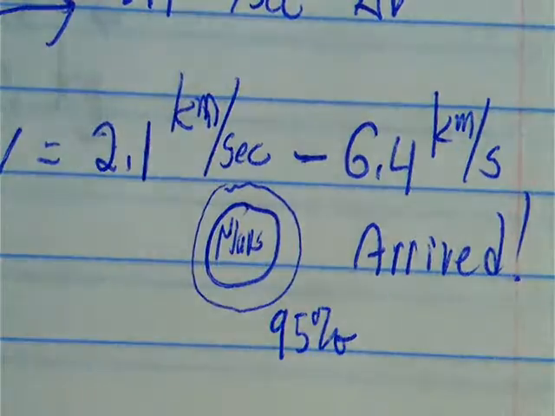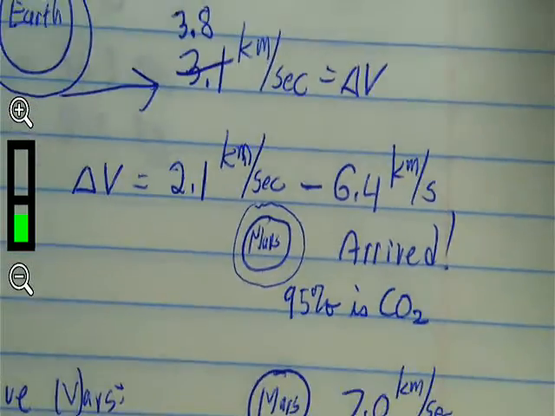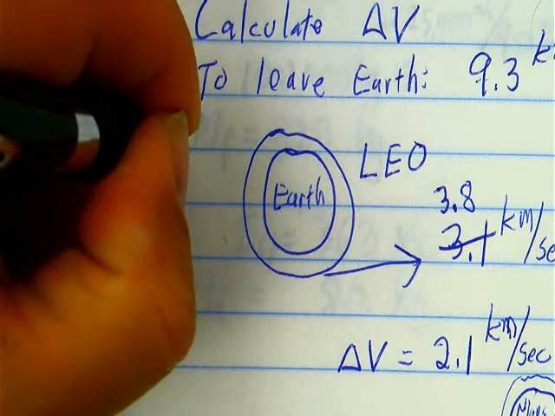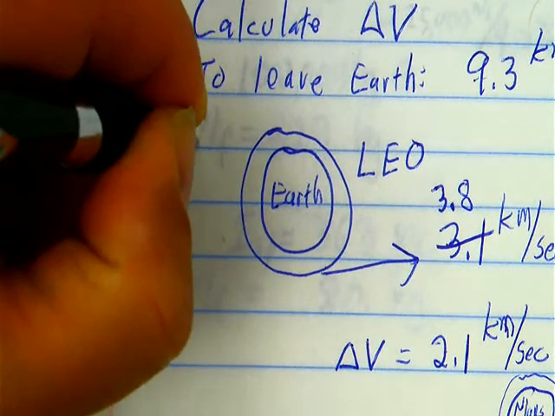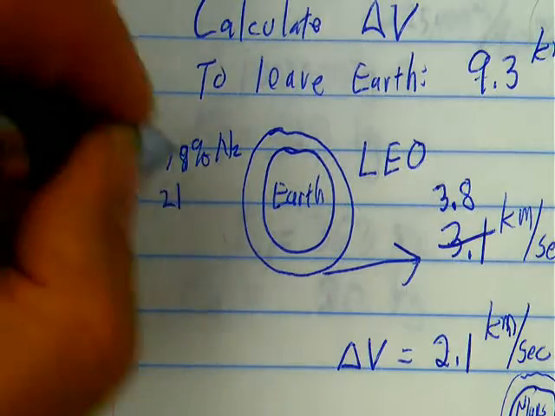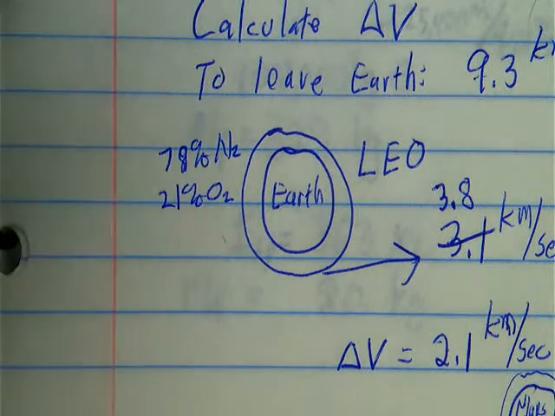95% of the Martian atmosphere is carbon dioxide gas. Unlike Earth. Earth, you are supposed to know, is about 78 or so percent nitrogen gas and around 21% oxygen gas, and then trace gases and water vapor and carbon dioxide and argon, everything else.